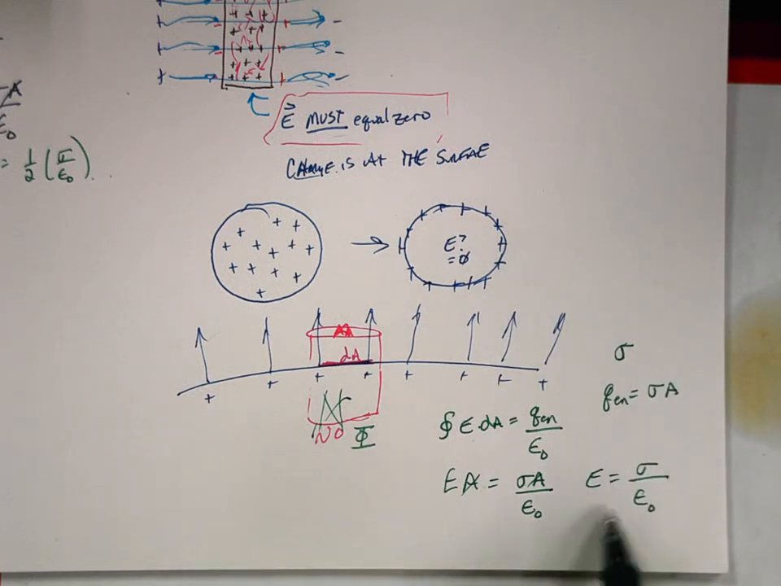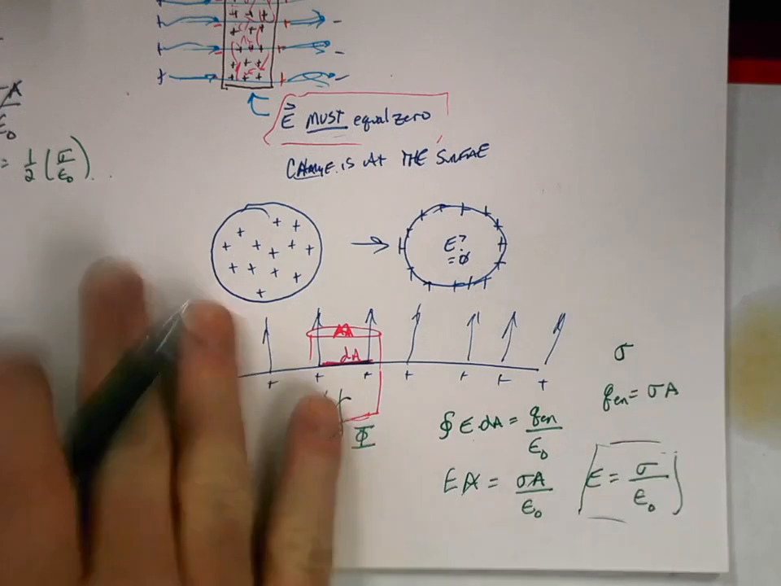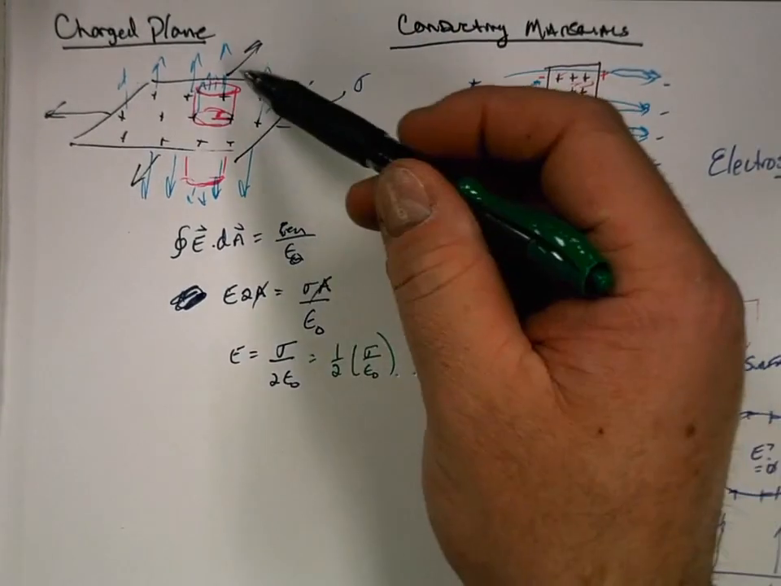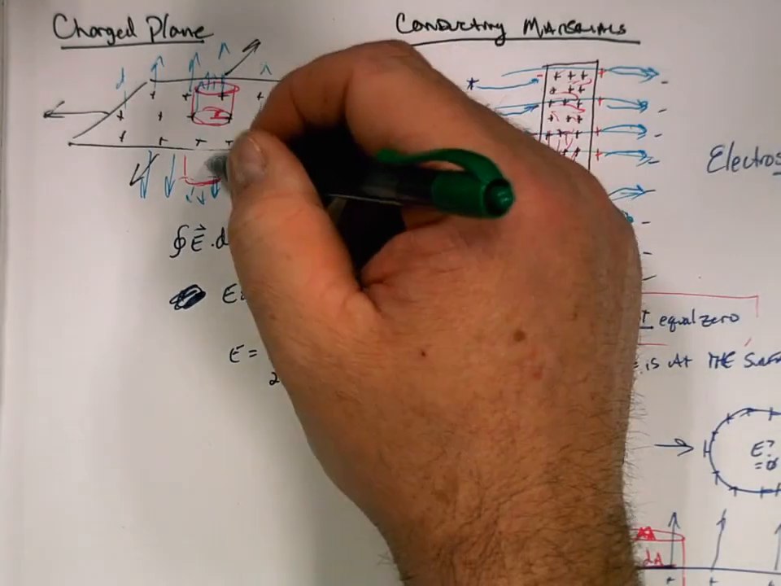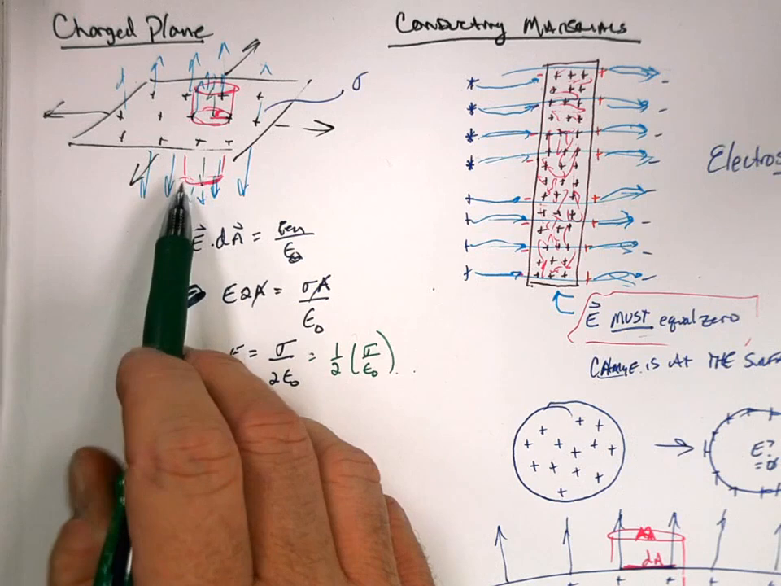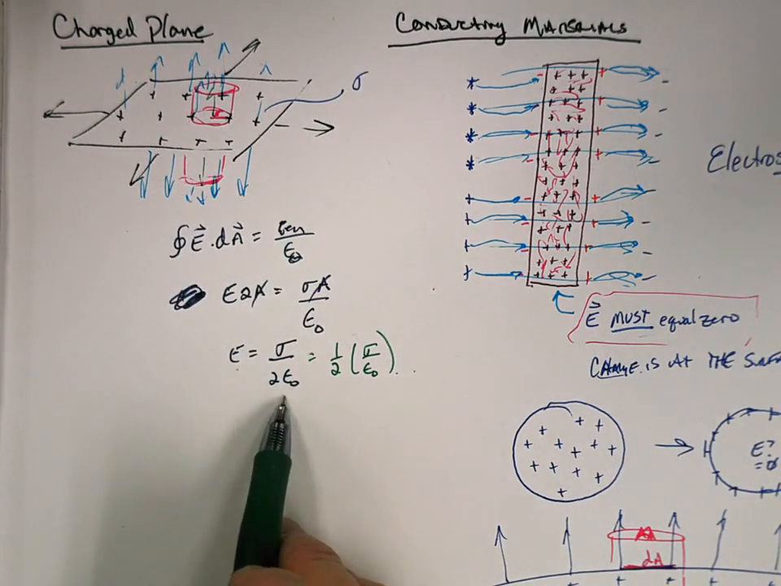So with a conductor, near the surface, it's just sigma over epsilon naught. Okay, and it's analogous to a charged plane, except this time the charged plane has flux in both directions, and so we have to account for the area on the backside, which reduces the amount of electric field that we have on either particular side of the plane. Does that make sense to you guys?